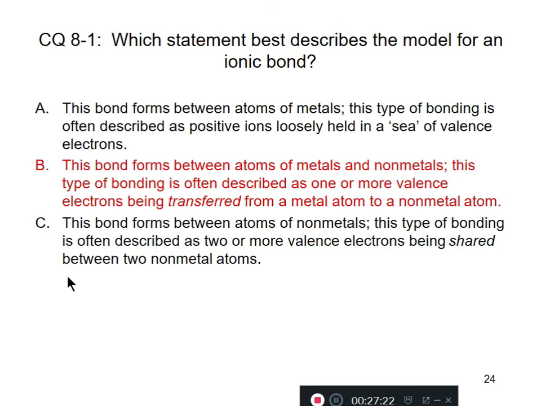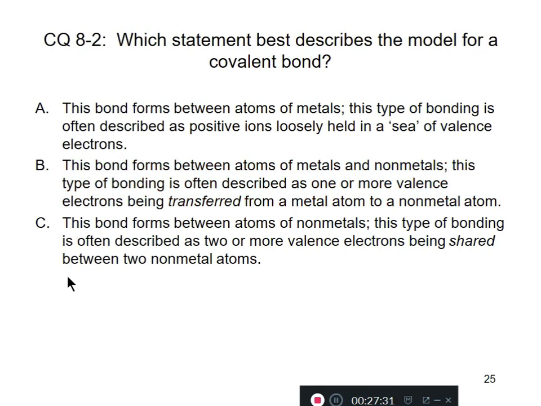Okay, hopefully we recognize that ionic bonds involve a transfer of electrons that makes ions, and that's going to happen between metals and nonmetals. The next question is the same 3 choices, but is asking which one is the one for a covalent bond? So hopefully you recognize that that's the one formed between atoms of nonmetals, and it's the sharing of electrons.